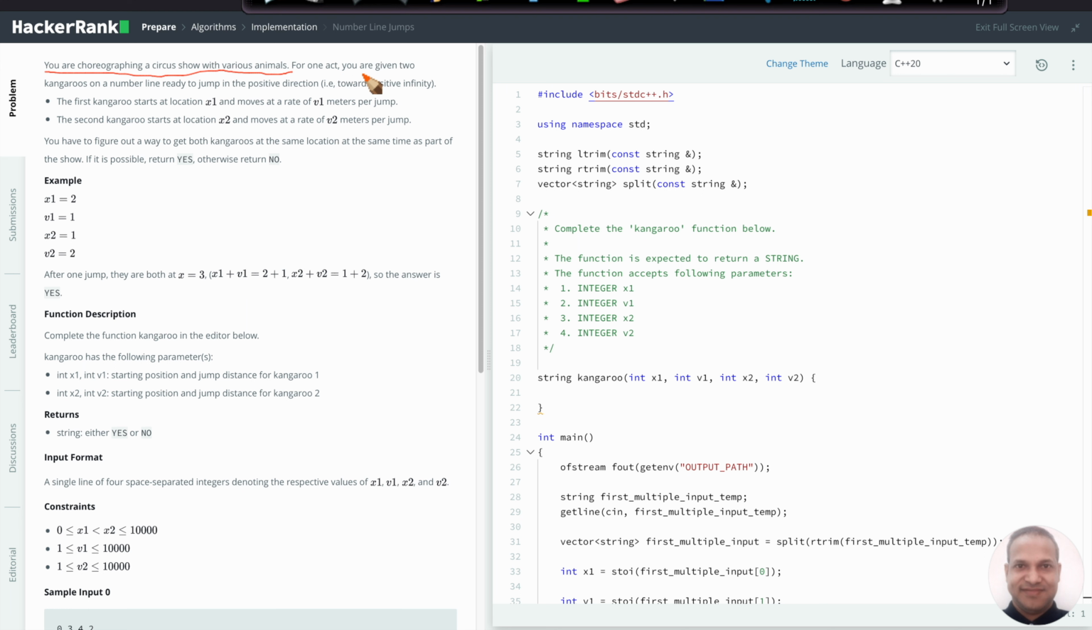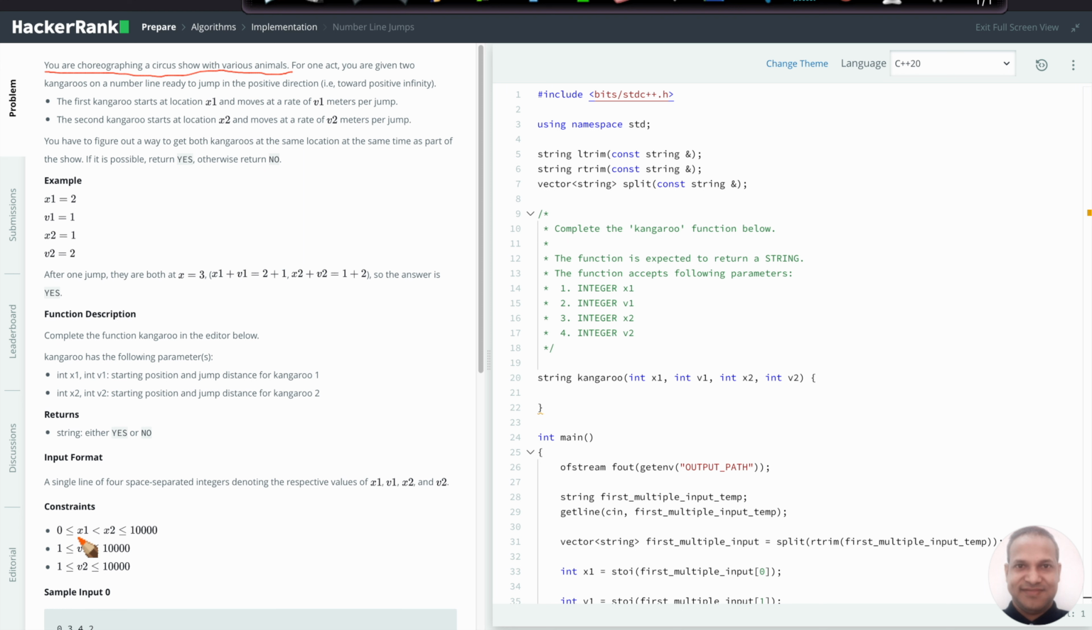For one act, you are given two kangaroos on a number line ready to jump in the positive direction towards positive infinity. The first kangaroo starts at location x1 and moves at a rate of v1 meters per jump, and the second kangaroo starts at location x2 and moves at a rate of v2 meters per jump. Let's see what is the relationship between x1 and x2.